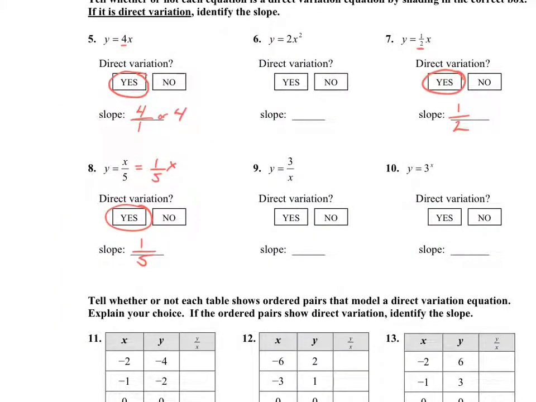Number 8 is direct variation because, as you can see, the formula can be changed to 1/5 over x. So the slope is up 1 over 5 consistently. And it goes to the origin because there is no b. I will explain number 6, 9, and 10 on the next video.